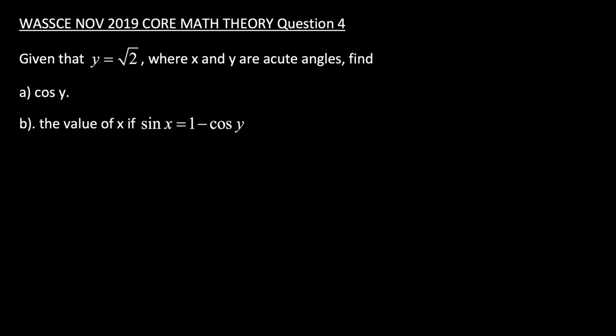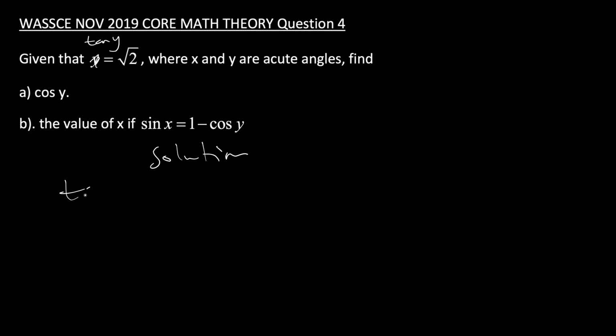So in today's video, we'll be solving question 4 of the Nov-Dec 2019 Core Maths theory questions. So I read the question. Given that tan y is equal to the square root of 2, where x and y are acute angles, find A, cos y, and B, the value of x if sine x is equal to 1 minus cos y. So let's move on to the solution.